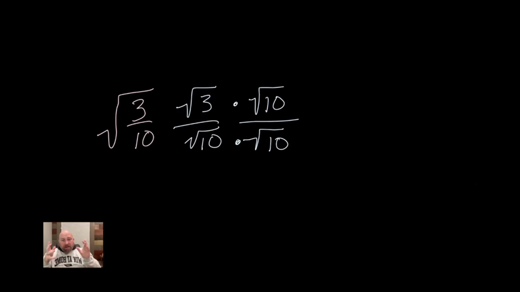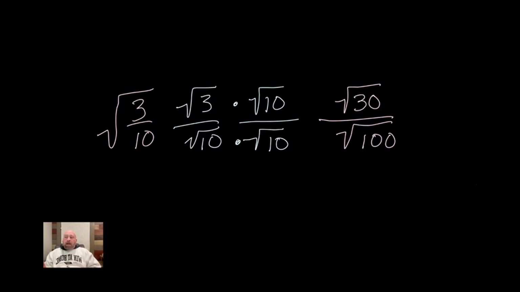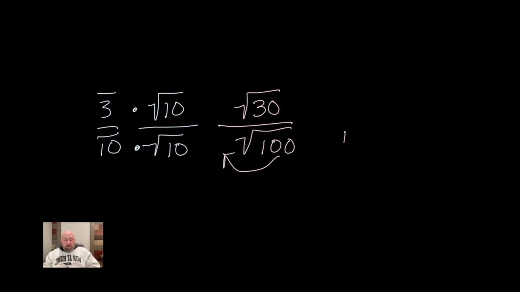So this is where the magic takes place, and this is where we rationalize the denominator. So multiply this out, and we get what? We get the square root of 30, and that is over 10 times 10, which is the square root of 100. Okay, now this solves out to what? This solves out to 10. Now our new denominator is 10, and we get the square root of 30 on top.